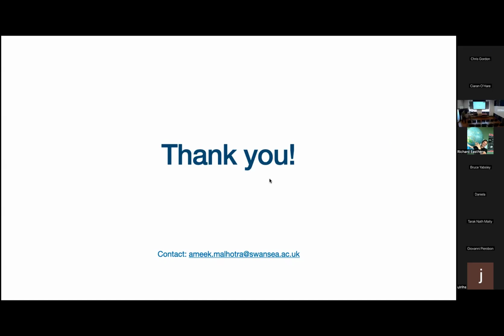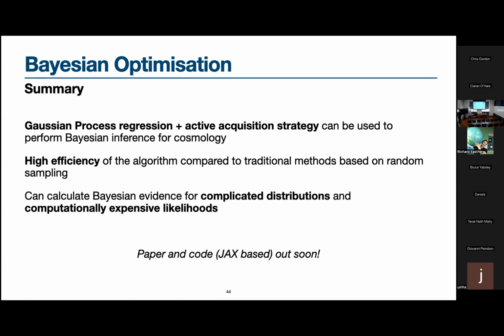Thank you, Ameek. Yes, one question. For the Bayesian optimization, you need that acquisition function as well. So how much more overhead do you have per function evaluation?